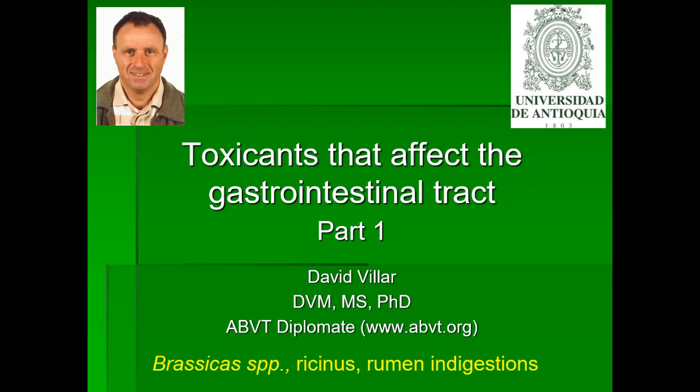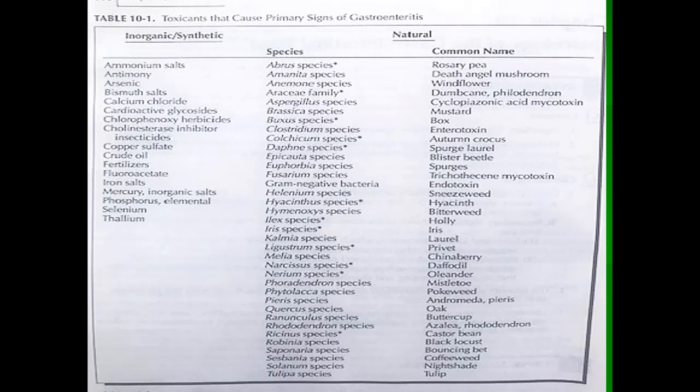On this presentation we discuss brassicas, castor beans and rumen indigestions. I'll begin by saying that the number of things that can cause direct damage to the GI tract is countless. Obviously some toxicants can affect other organs and indirectly affect the GI tract.